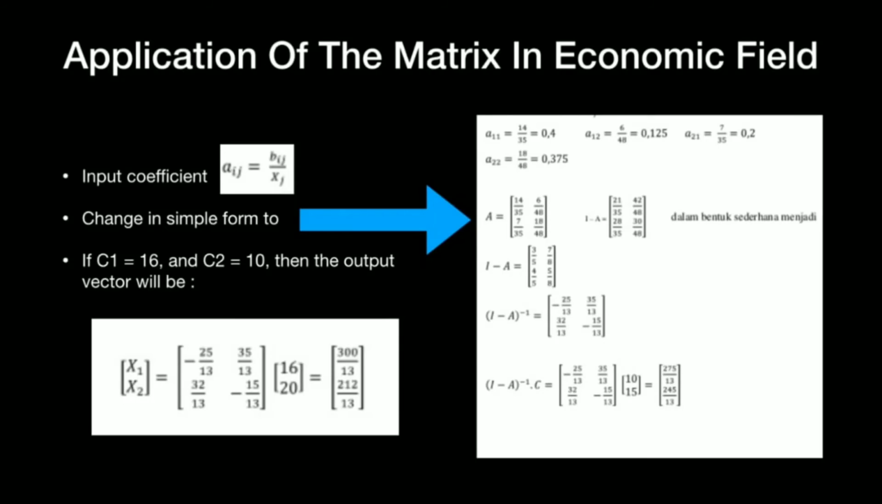This is how to answer. Input coefficient matrix A. Okay, and change it into a simple form. And at the end, if C1 is 16 and C2 is 20, then the output vector will be, as you can see in the PPT.